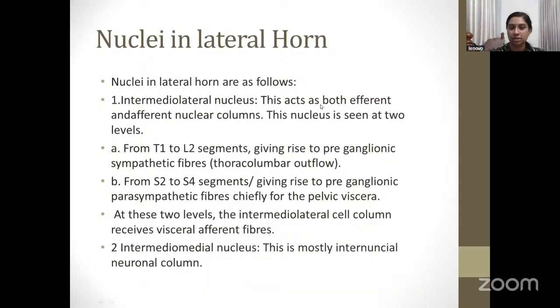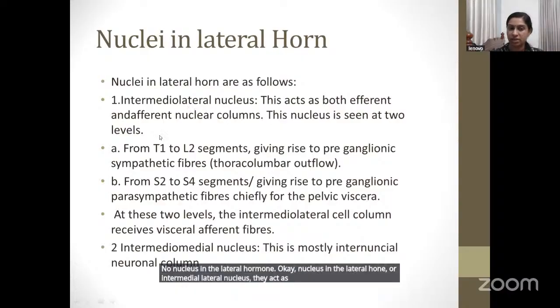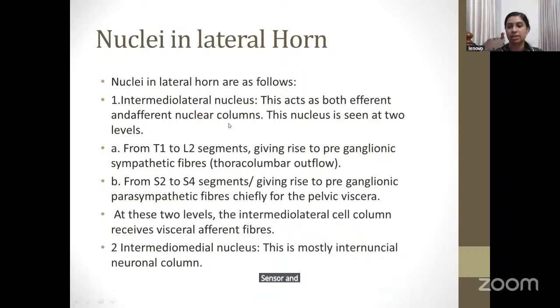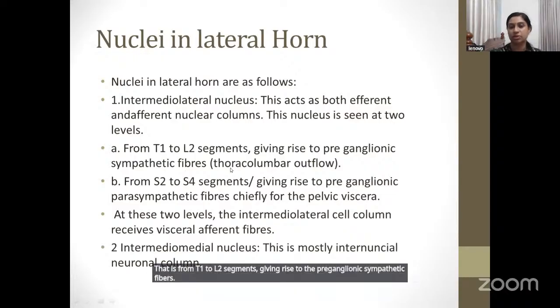Now, nuclei in the lateral horn are the intermediolateral nucleus. They act as both efferent and afferent nuclear columns, meaning both sensory and motor columns are there. The nucleus is seen at two levels. From T1 to L2 segments, it gives rise to the preganglionic sympathetic fibers. Sympathetic outflow is always called thoracolumbar outflow.